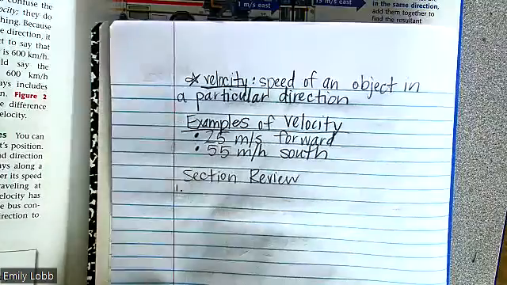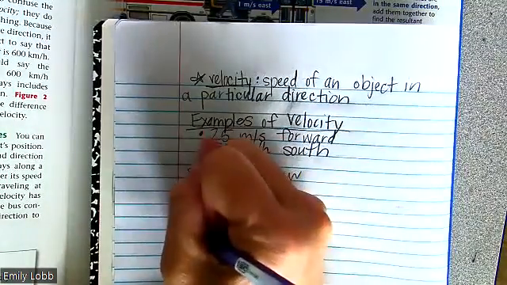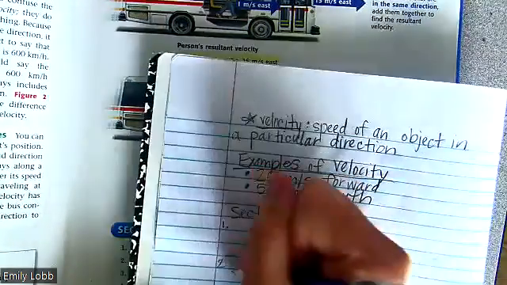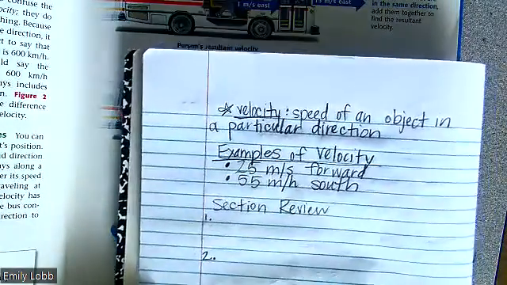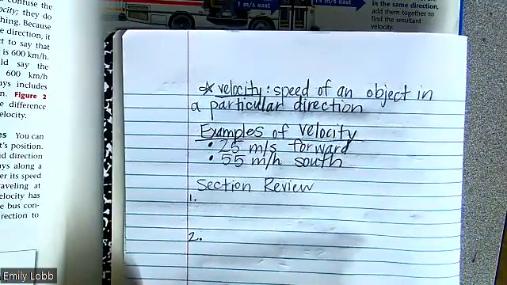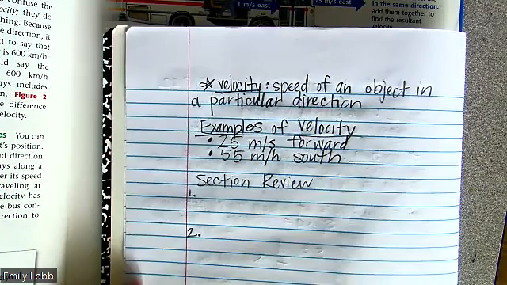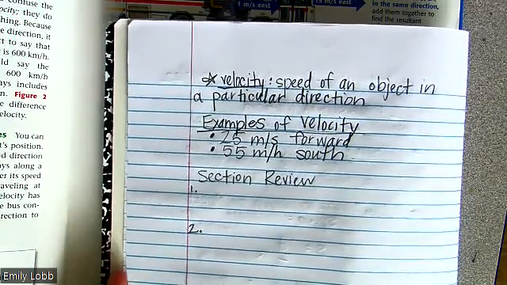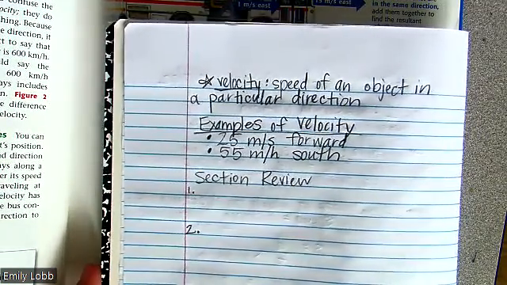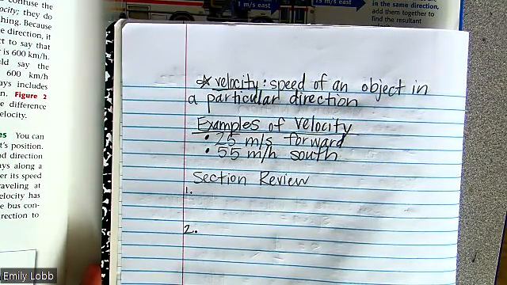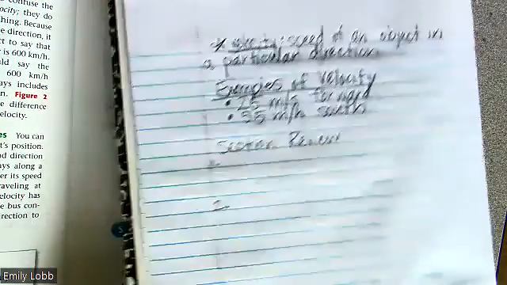Number 1, what is the reference point? Use your notes. We wrote down what it was. Number 2, what 2 things must you know to determine speed? Quickly, what do you need to know to determine speed? Not direction. Look back at your notes. What are the 2 things you need to know to determine speed?